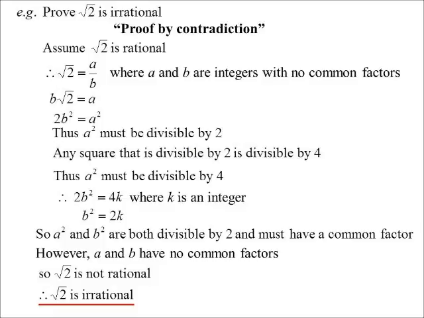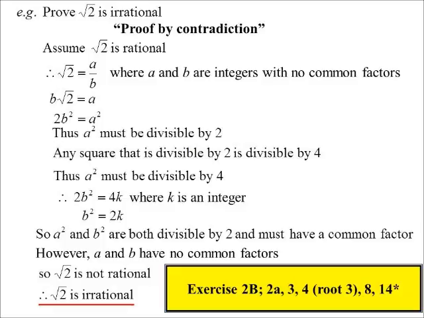So, anyway, here we go, some questions out of 2B. Question 4 is getting you to do a proof by contradiction, but that one was square root of 3. Same sort of idea, but doing square root of 3 rather than square root of 2.